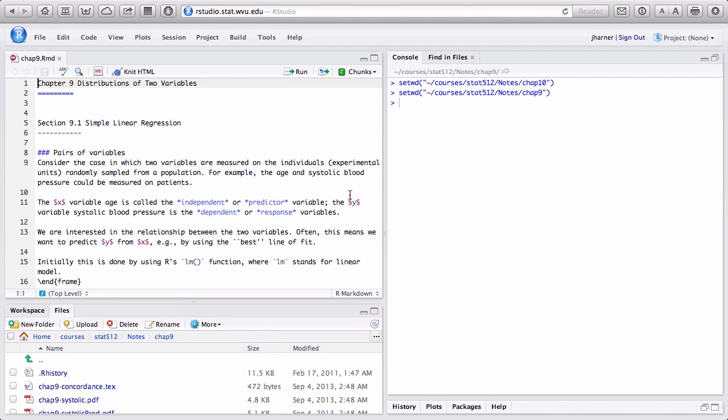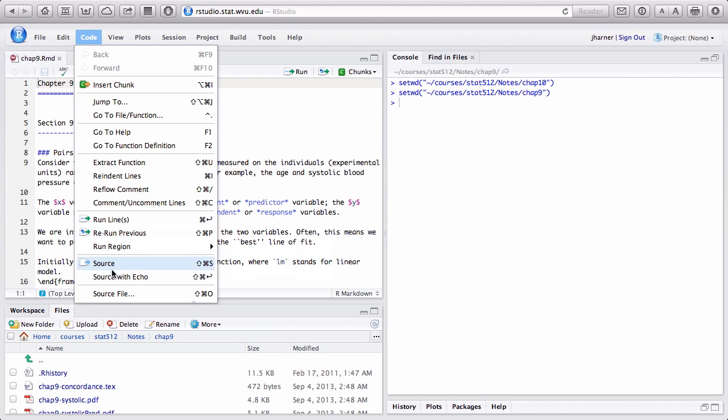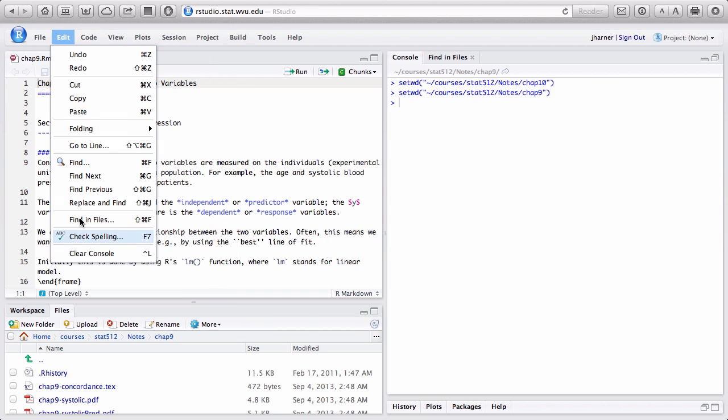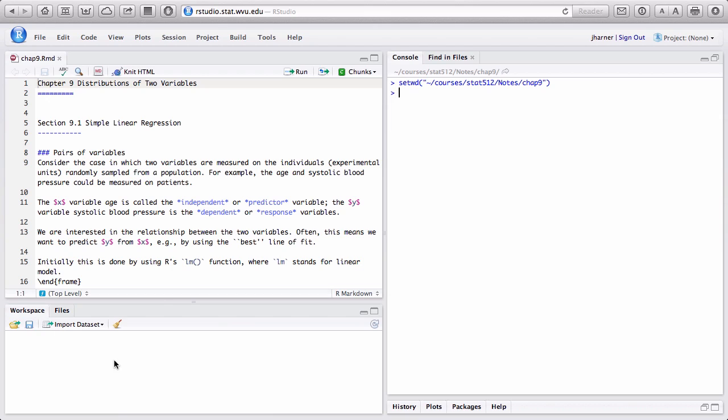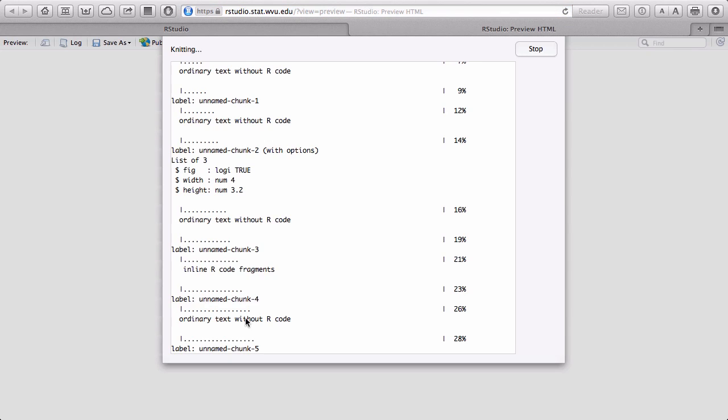By the way, that's something you can do. So I'm going to set the working directory. I don't know to what extent I'll need to look at the workspace, but let's go ahead and knit this so we can look at the output. I'm just going to quickly tell you what we did last time.